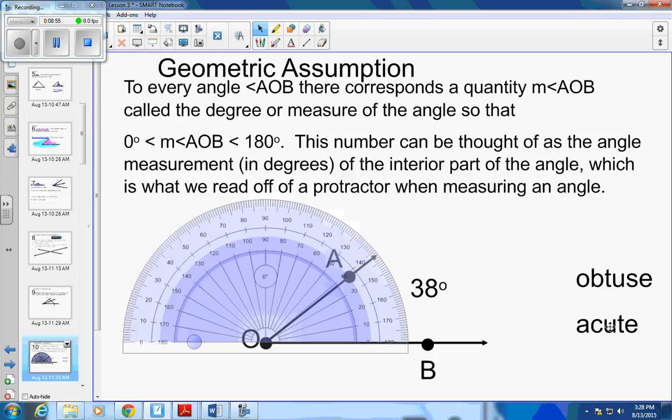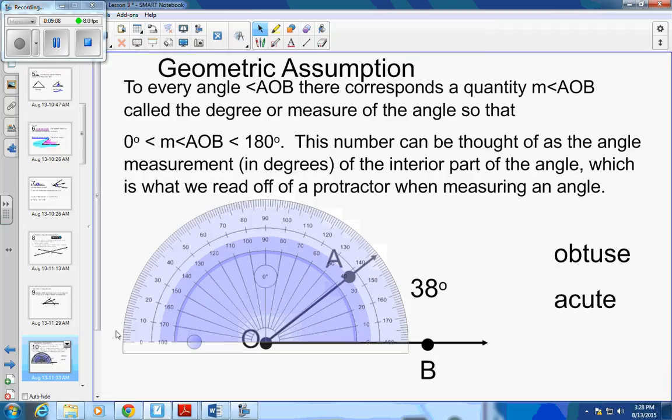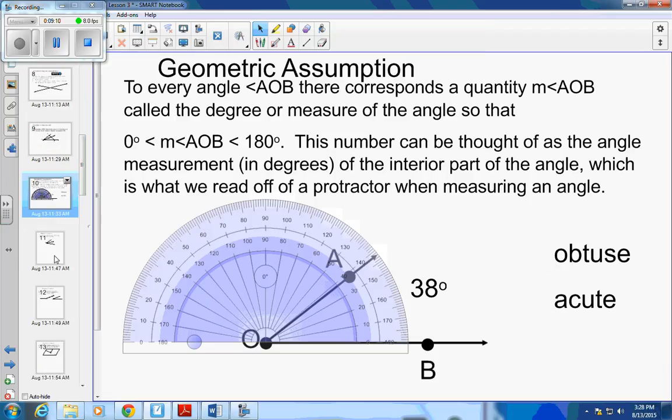So we talk about obtuse and acute. Hopefully those are words you know. Obtuse being greater than 90 degrees, acute meaning less than 90 degrees. We got right angles. Just some quick vocabulary for you to remember. They're going to be popping up here and there.